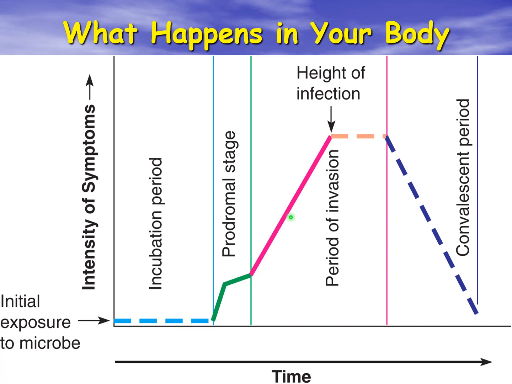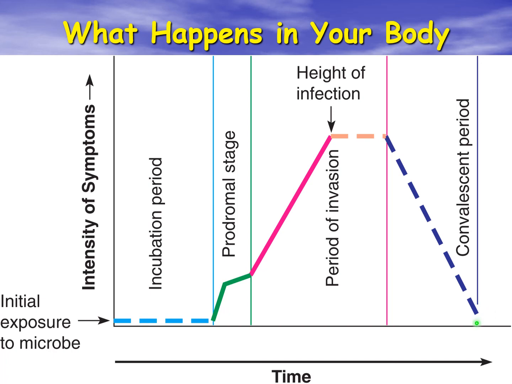The microbe numbers are going up as well as the intensity of symptoms, and really somewhere in here we're at the height of infection. Now, if treatment and or the immune system does not work, this can actually continue on up until we actually die. But hopefully that doesn't happen and the period of invasion kind of levels off and the organisms begin to drop and we'll enter into that period of convalescence.